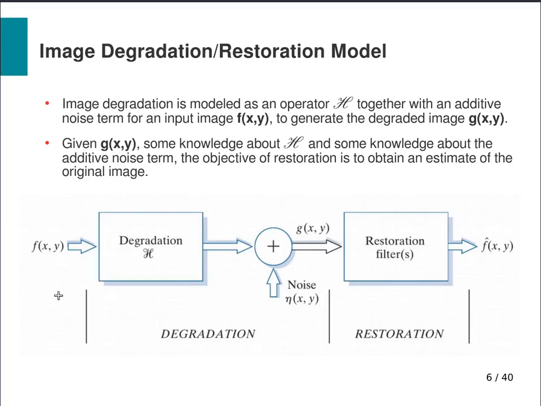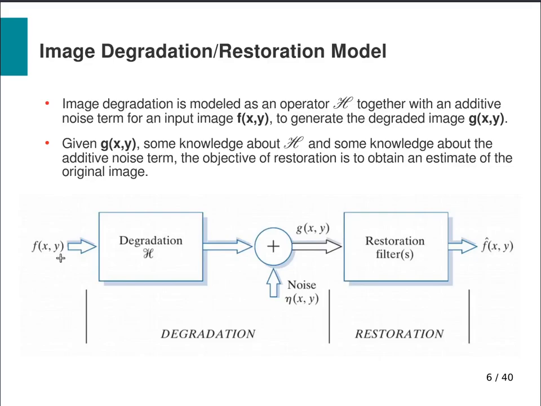So let's just start talking about image degradation and restoration. To do that, we should have a way to model image degradation and also restoration. So image degradation is modeled as an operator H together with an additive noise term. So if we have this original image that we want to capture, this can be considered as the true transformation from a continuous domain into a discrete domain.